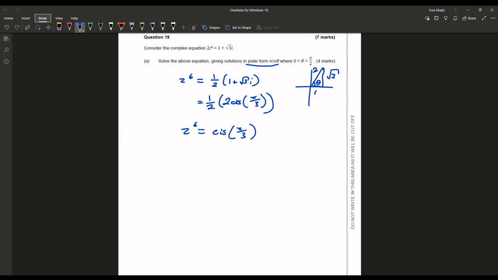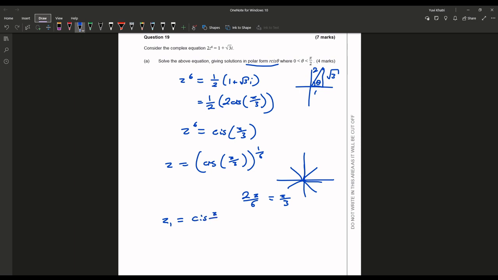Now we're going to use De Moivre's theorem, and we will raise both sides to the power of 1/6. So we'll have z here, and we'll have cis of pi on 3 to the 1/6. But since it's z to the 6th, there's going to be 6 evenly spaced solutions in the plane. Their spacing will be 2 pi over 6, which will be pi over 3 apart. So the first solution is just going to be z1 equals cis pi over 18.